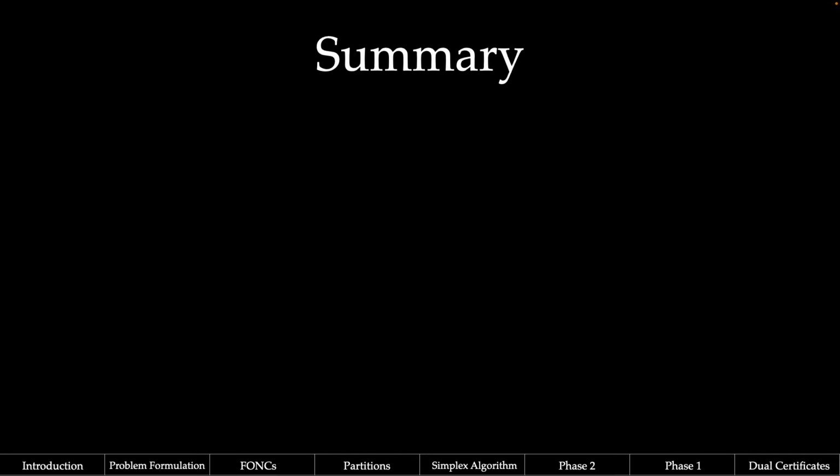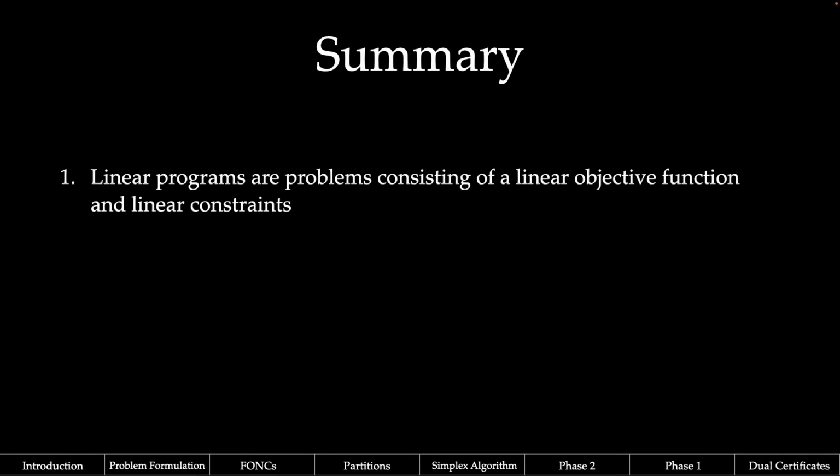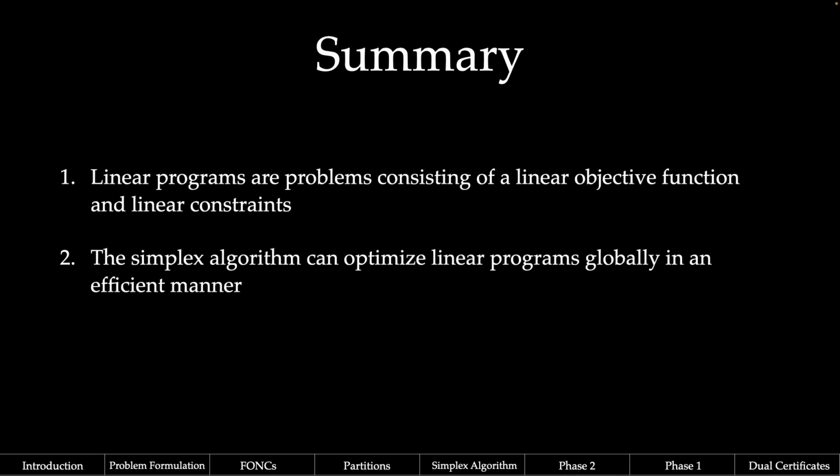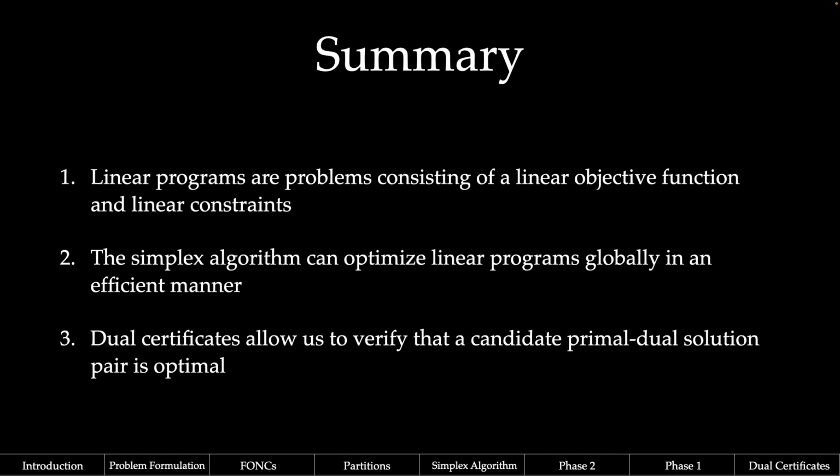Okay, so now summarizing everything that we've seen so far. We saw that these linear programs are just linear constrained optimization problems where we have a linear objective and linear constraints. We saw that through the simplex algorithm, we were able to optimize these linear programs to global optimality in a very efficient manner. And then once we have that solution, we can check it through dual certificates, which allow us to verify whether or not a candidate primal dual solution pair is optimal. So I hope this was helpful. I hope this was useful to you.